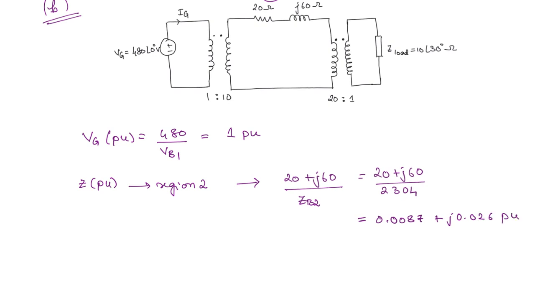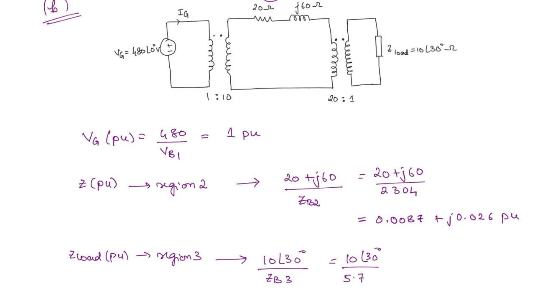Okay. And next, Z load. So what will be the Z load per unit? Remember, this is in region 3. So we have to take the base values of region 3. So this you are going to get 10 angle 30 degrees divided by Z base 3. So this is 10 angle 30 degrees divided by Z base 3, you got as 5.76. So this, if you calculate, you are going to get 1.736 angle 30 degrees. This is in per unit. Okay. So this is how we find out the per unit values.